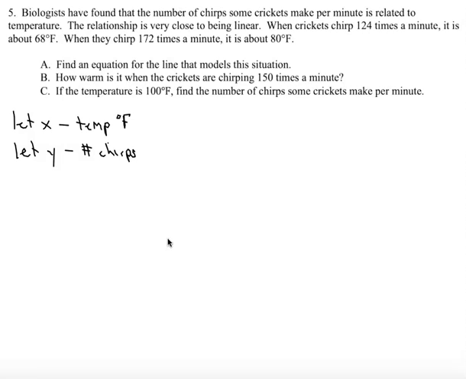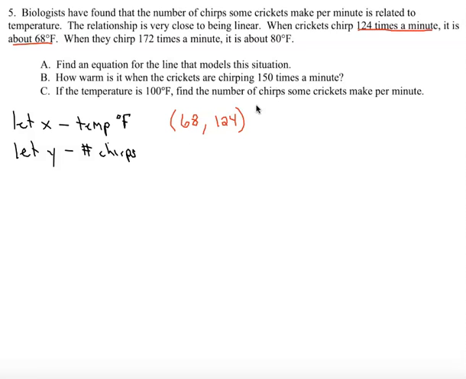So when the cricket chirps 124 times, it is about 68 degrees Fahrenheit. I can't control the temperature, so the temperature is independent. As a coordinate, when it's 68 degrees, there are 124 chirps. So the chirps depend on the temperature. I can't control the temperature, so the temperature is an independent variable, but the chirps will depend on what the temperature is outside.